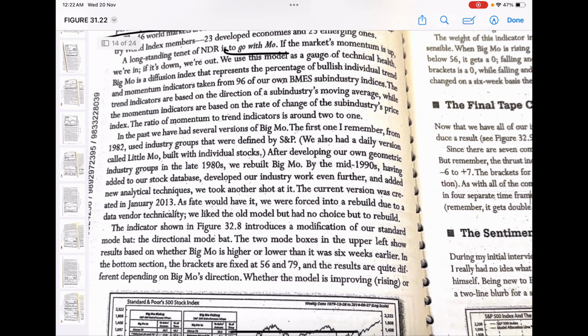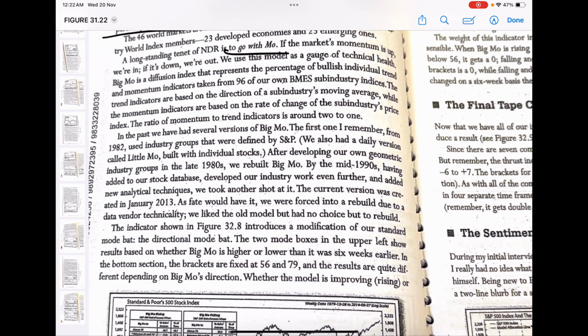Big Mo is a diffusion index that represents the percentage of bullish individual trend and momentum indicators taken from 96 of our own sub-industry indices. The trend indicators are based on the direction of the sub-industry's moving average, while the momentum indicators are based on the rate of change of the sub-industry's price index. The ratio of momentum to trend indicators is around 2 to 1.